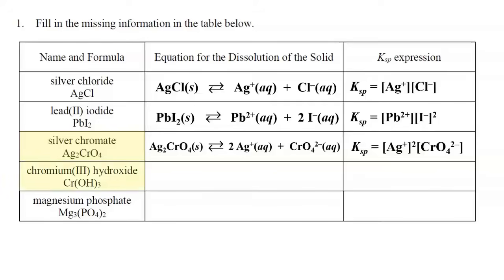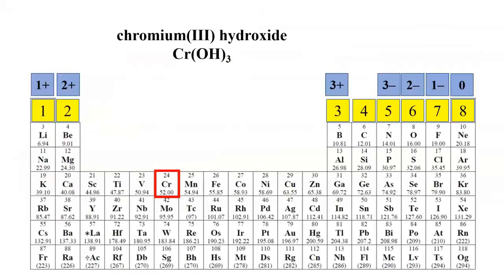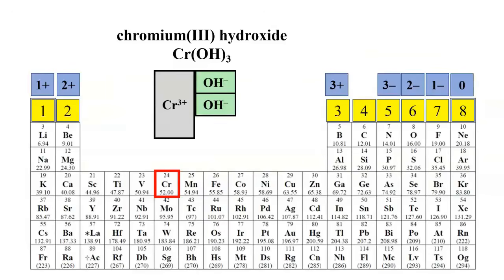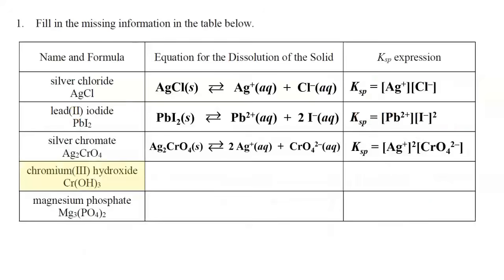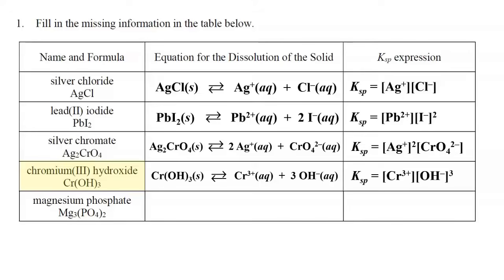That tells us that the charge on the chromium ion is +3. And each hydroxide is worth -1, so we have 3 hydroxide ions to balance out the overall charge. On the left, it'll be the formula for the chromium 3 hydroxide, solid, and on the right, it will be the chromium ion and 3 hydroxide ions. Again, don't forget to write the charges on your ions. Don't forget to balance the equation. So the KSP would be concentration of chromium times concentration of hydroxide raised to the third power.